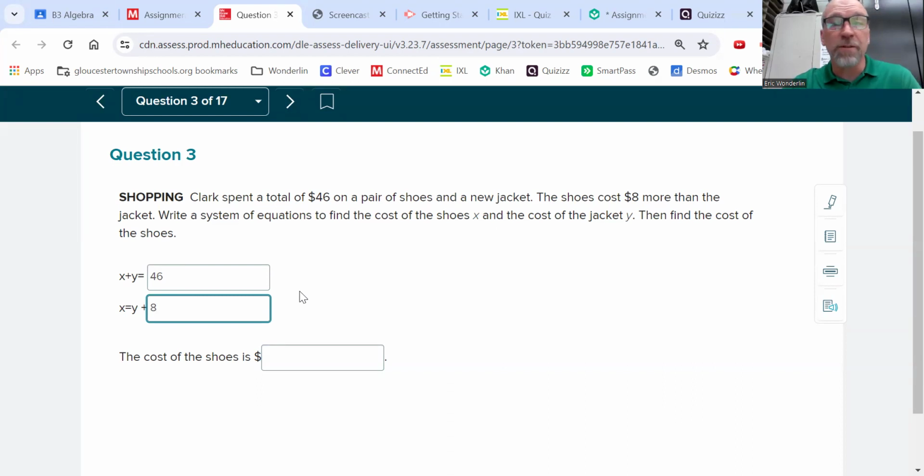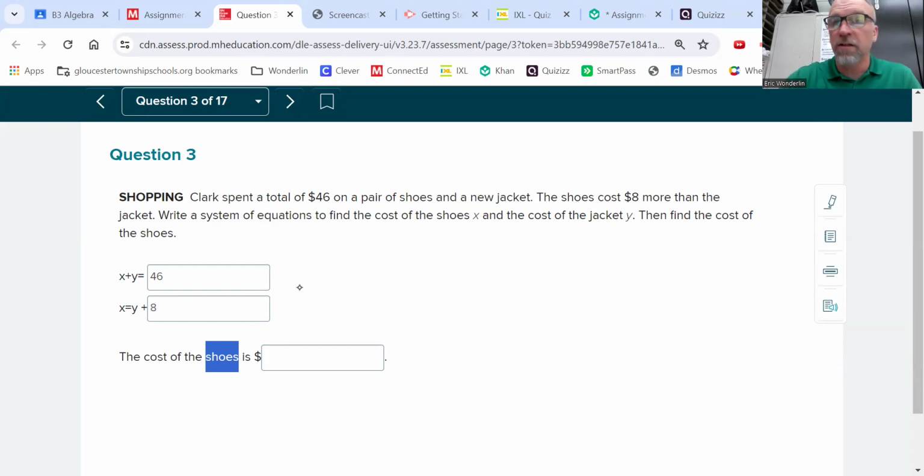Now to solve it, I have a couple of options. Option 1, X is already isolated. I can just use substitution if I want. I can put Y plus 8 in place of the X. Option 2, I can decide to rearrange this second equation to say X minus Y equals 8, and then eliminate the Y's and solve for X. That's actually what I'm going to do because they asked me for the cost of shoes. Shoes are X. I need to solve for X. So I'm going to rearrange that second equation.